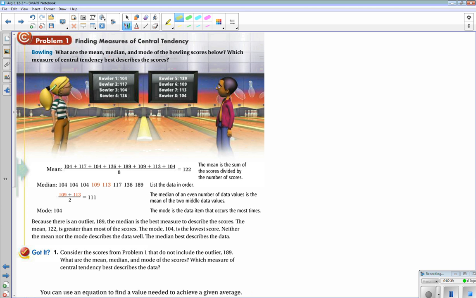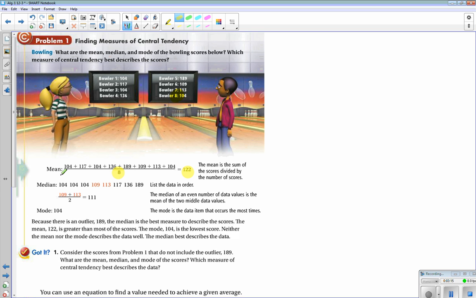So let's look at how we fuss with this data. In problem number 1, we want to know what the mean, median, and mode are for the bowling scores, and which measure of central tendency best describes the scores. To find the mean, we take all of our bowlers and add up their scores, and since we have 8 bowlers total, we divide by 8. And when we do that, we get 122.